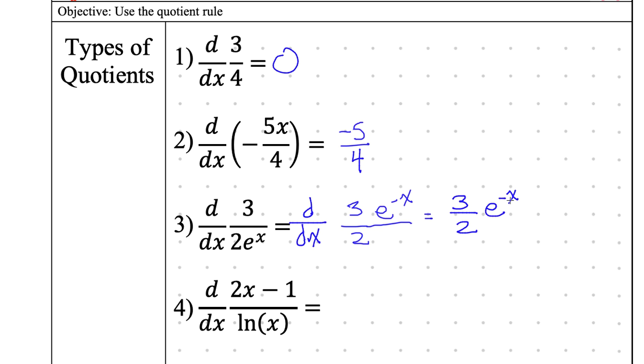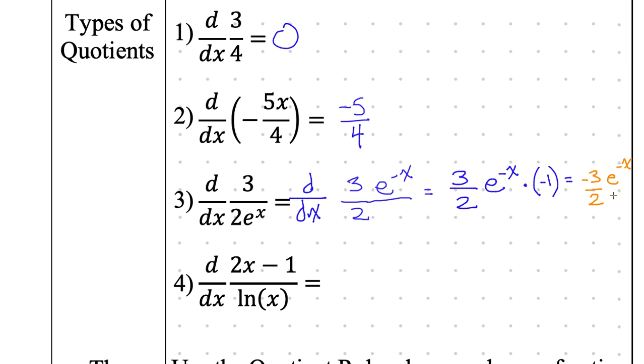But don't forget your chain rule, which is, yep, so times negative 1. And then we can simplify, of course, so I really have negative 3 halves e to the negative x. You can leave it like that, but you can also realize that can turn into negative 3 in the numerator, and in the denominator I can have 2e to the positive x. Just be comfortable changing those forms. You never know what the multiple choice is going to throw at you.